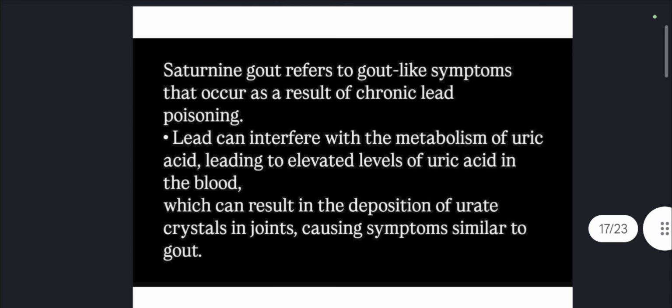Saturnine gout refers to gout-like symptoms that occur as a result of chronic lead poisoning. Lead can interfere with the metabolism of uric acid, leading to elevated levels of uric acid in the blood, which can result in the deposition of urate crystals in joints, causing symptoms similar to gout. And so that is why it is called saturnine gout. And we know that lead poisoning is also called Saturnism. Fine.